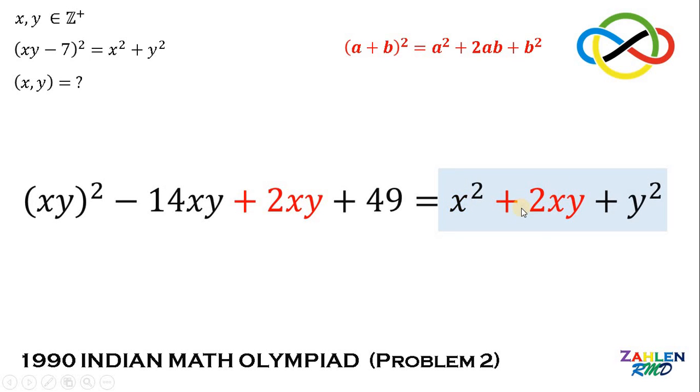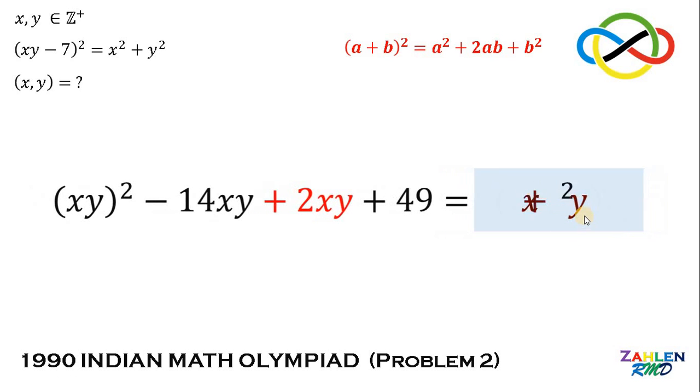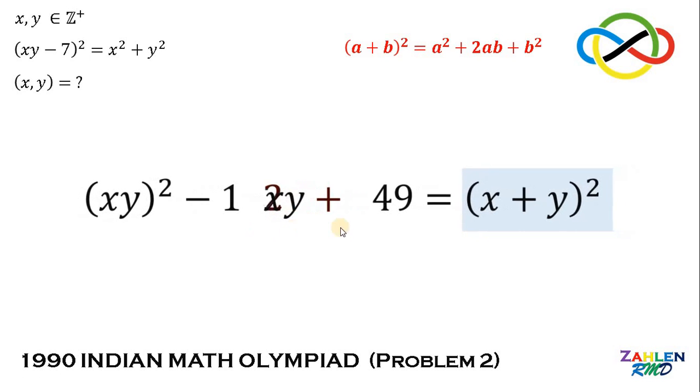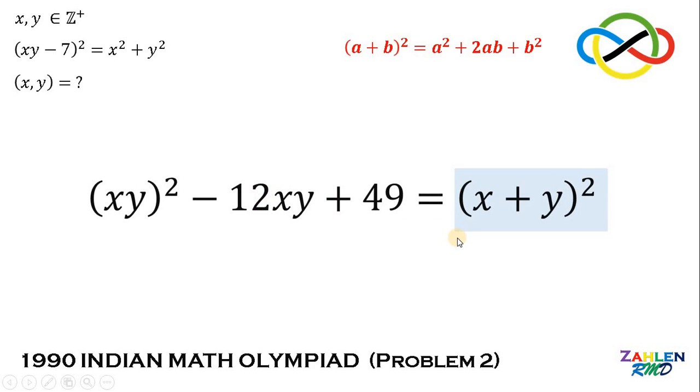Now, x² + 2xy + y² is now a perfect square trinomial, and this can be factored as (x + y)². Now, −14xy + 2xy is just −12xy. Also notice that (xy)² − 12xy, if we add 36 in this expression, is also a perfect square trinomial. So, let's pull out 36 from this 49.